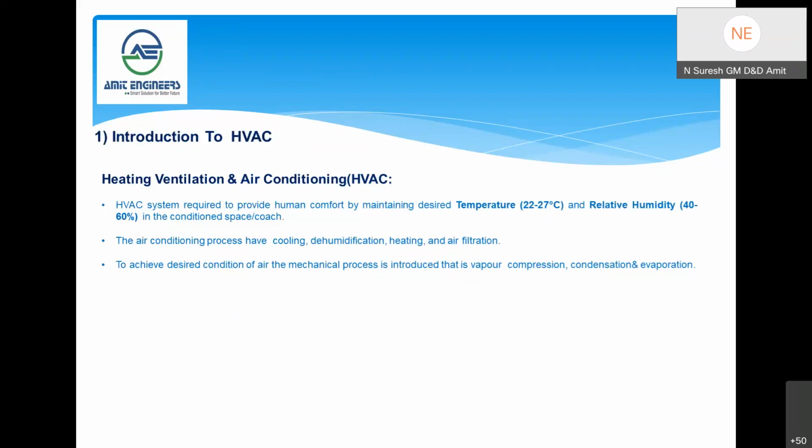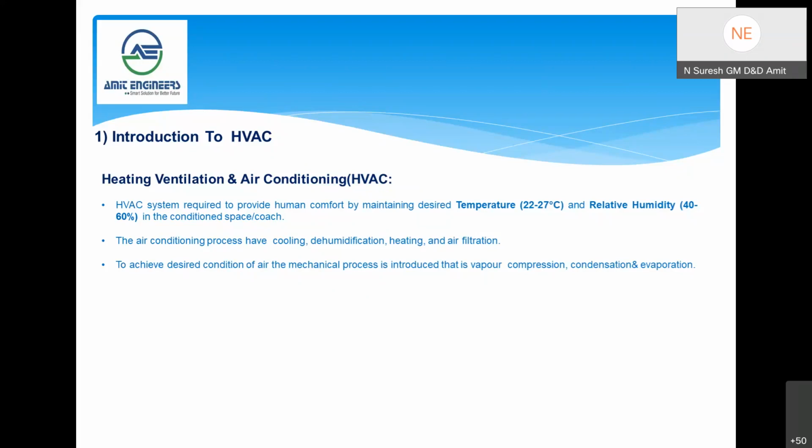This is about basically why we need heating, ventilation, and air conditioning in any closed area. To give human comfort, we have to maintain a certain temperature and relative humidity, that is RH. To maintain this temperature and humidity, we should have a machine, that is heating, ventilation, and air conditioning. So air conditioning basically processes cooling, dehumidification, heating, and air filtration.